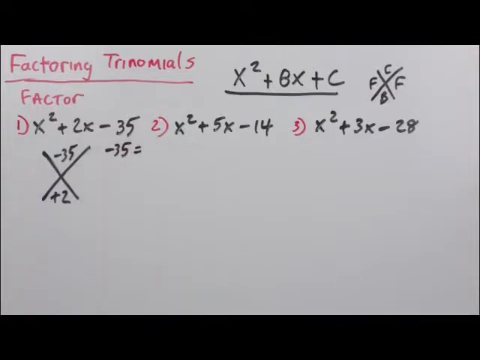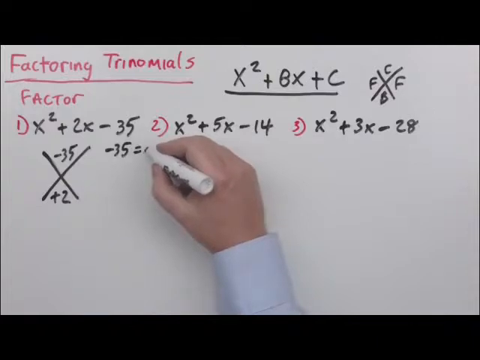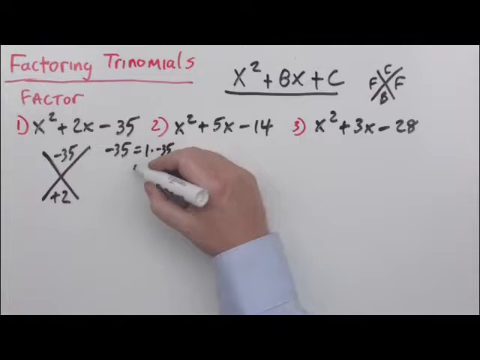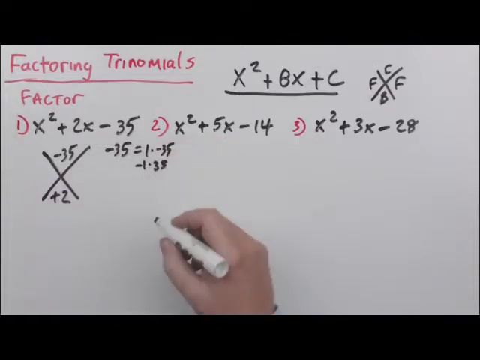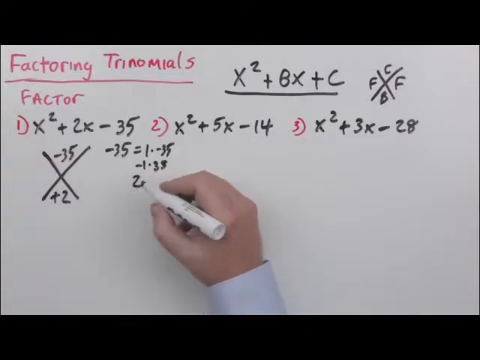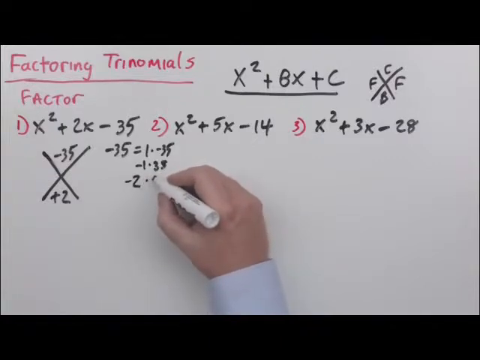That would be a positive and a negative, so positive 1 and negative 35. Well, that's certainly not going to add to 2. So let's try negative 1 and 35. Well, of course, that's not going to add to 2 either.